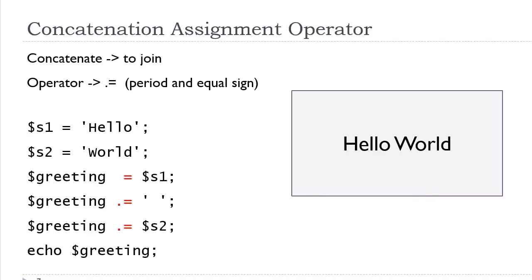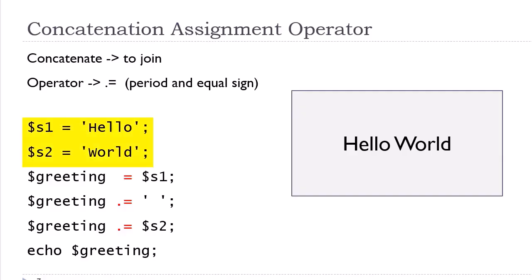We have said that concatenate means to join, and the concatenation operator is the period. We also have a concatenation assignment operator, which is the period followed by the equal sign, and they have to be right next to each other. This allows us to do what is called building a string. We can add to an existing string of words.